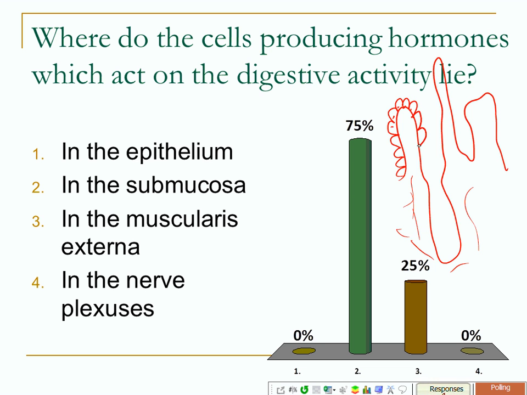Here, remember those enteroendocrine cells? Those cells usually lie deep down up here. So this is where those enteroendocrine cells are. So they're always part of the epithelium.